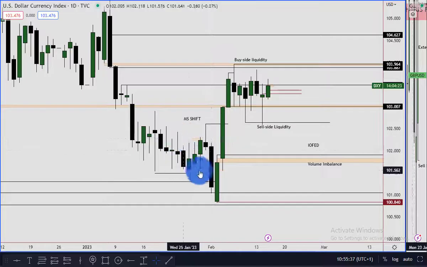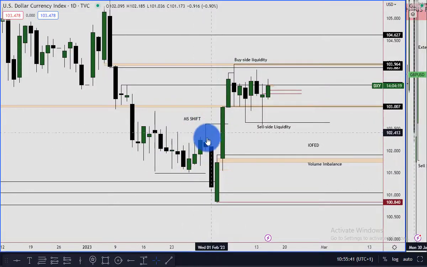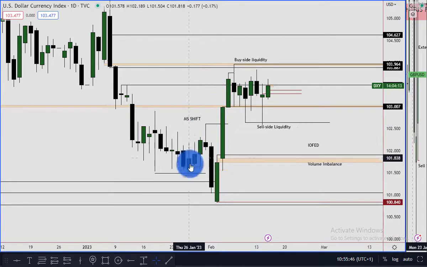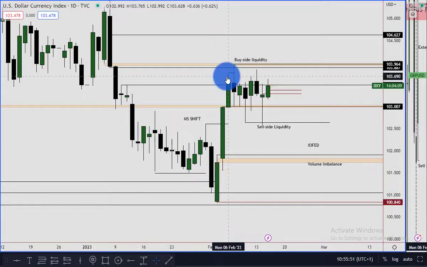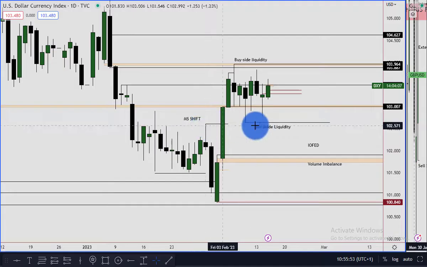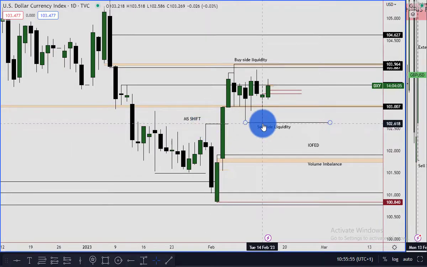You can see that price, after taking out the liquidity, we had a shifting market structure. Okay, we had a shifting market structure and price created a breaker block. This is a breaker block. Why is it a breaker? Because price had formed a lower low before the shift of market structure. So this is a bullish breaker block, right?